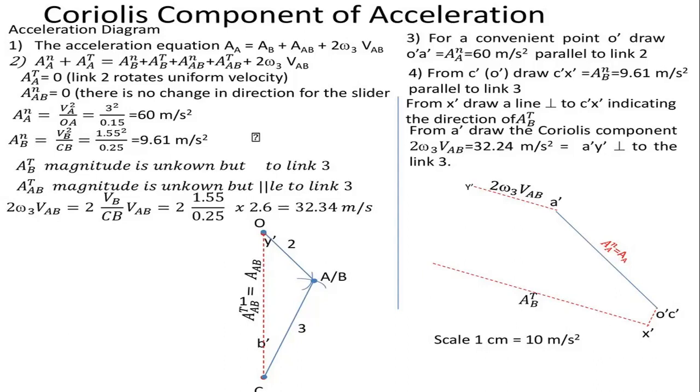Therefore we use it to find the tangential acceleration, whose magnitude is unknown, but its direction is parallel to link 3. So these are the obtained values for the acceleration of A and the acceleration of AB. So that is 32.34 meters per second.